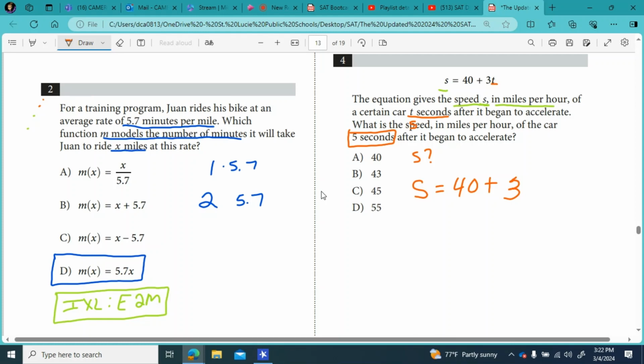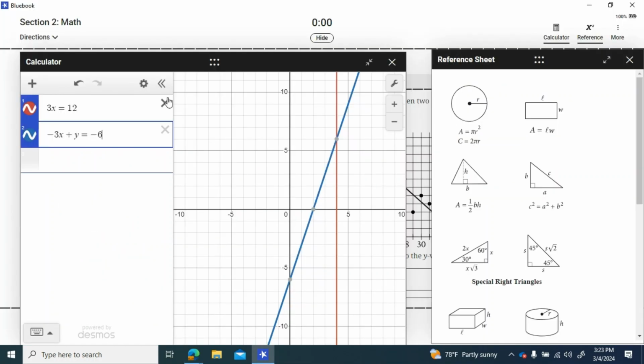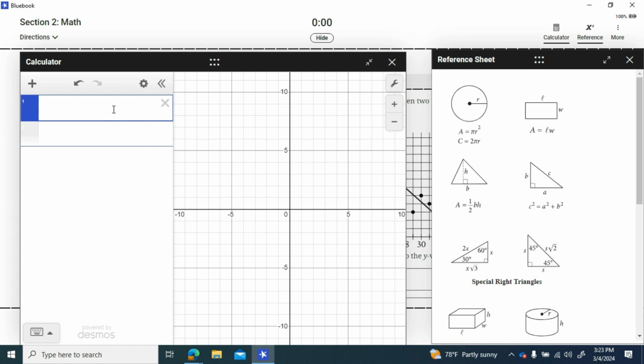What's the 3 and the t doing together when they're sitting together like that? Add, subtract, multiply, or divide? They are multiplying. So instead of putting a t in my parentheses for the 3t, I'm going to sub in a 5. And I know that 3 times 5 is 15 plus 40 is 55. And if you want to double check, you can pop that on the calculator really, really fast by putting in 40 plus 3 times 5, 55.